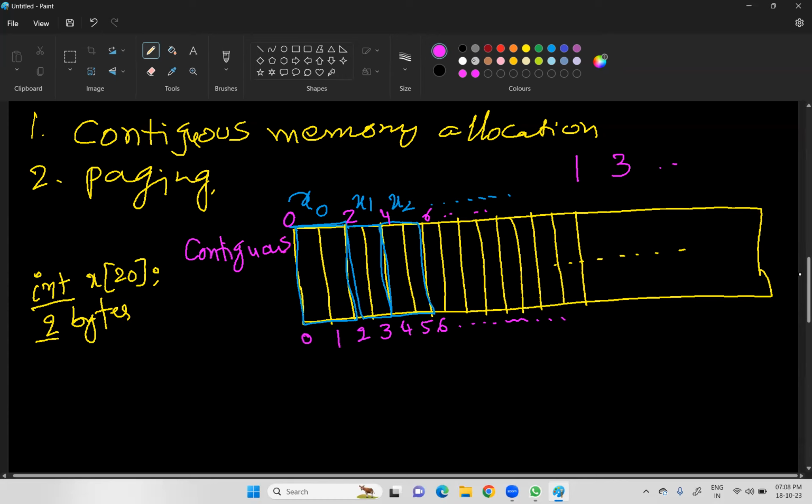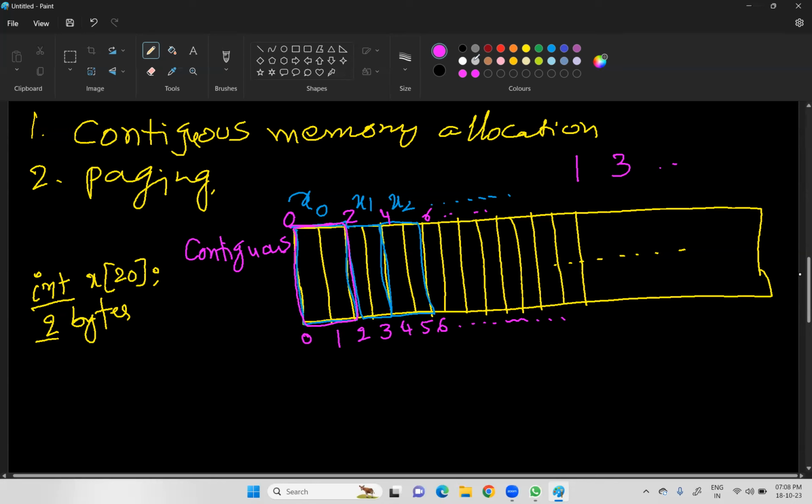This allocation is called contiguous. Contiguous means it could be allocated a group of bytes as a single unit. A group of bytes as a single unit, that is called contiguous. So this allocation is called contiguous. Please understand what a contiguous is first.